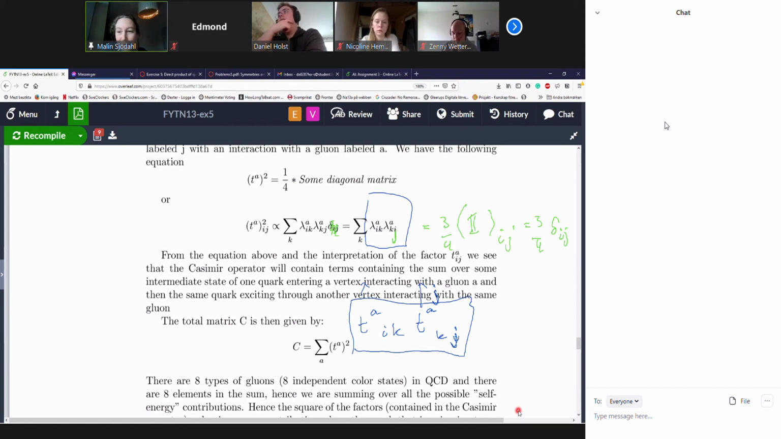squaring the matrices. Do we have any questions or comments to this?